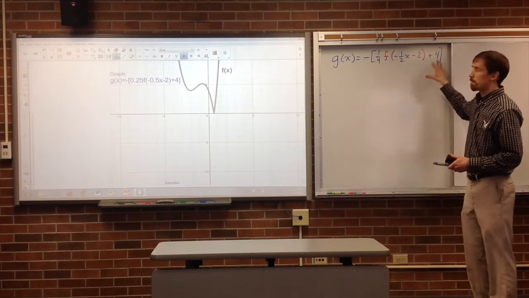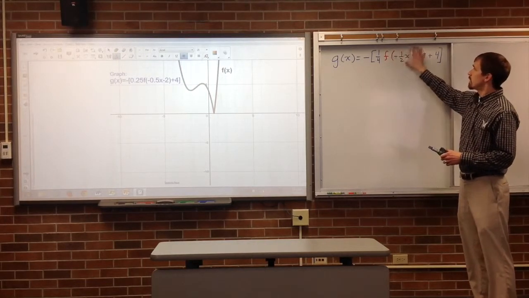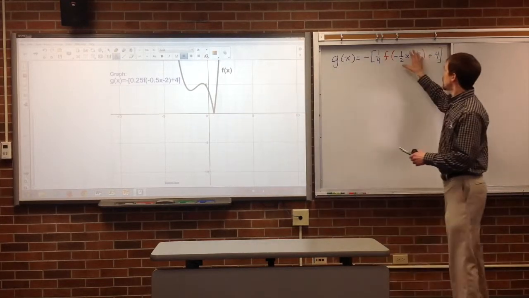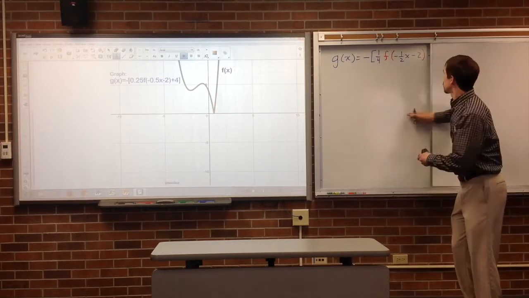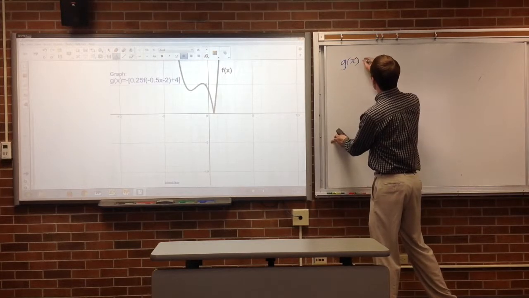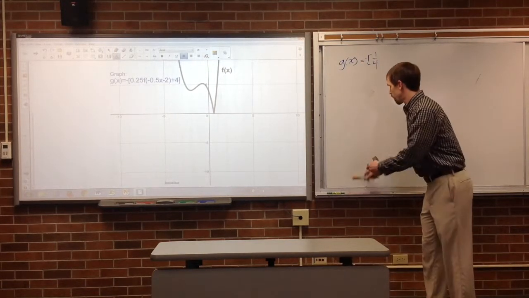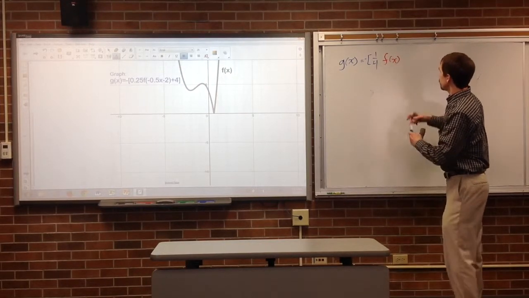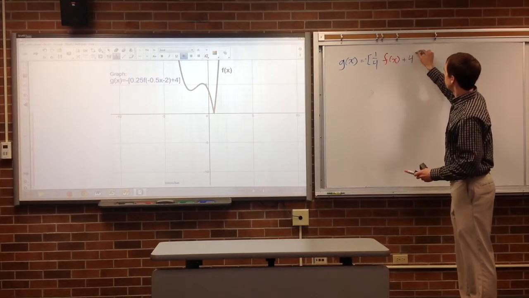Now I want to stop for a moment before we approach this and just ask the question, what would it look like if nothing was happening inside here? What would happen to this graph if there was nothing going on inside? So in that case, the g of x function would simply be the opposite of 1/4 f of x plus 4.